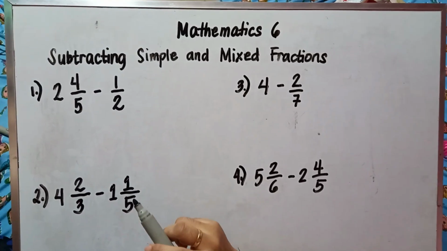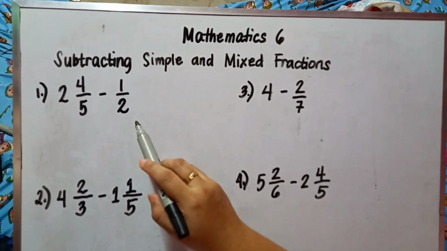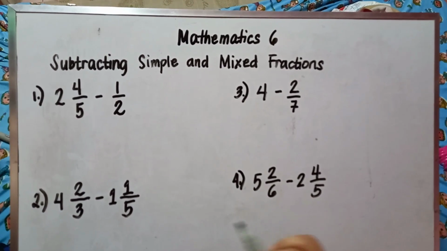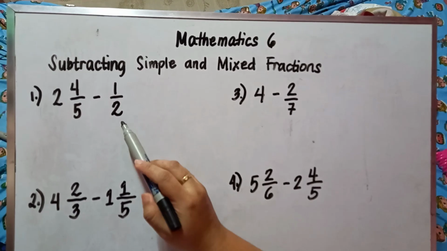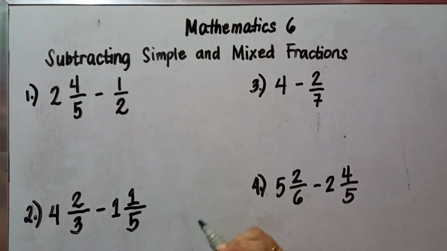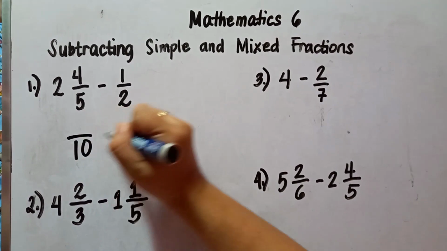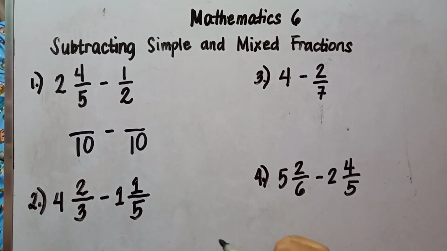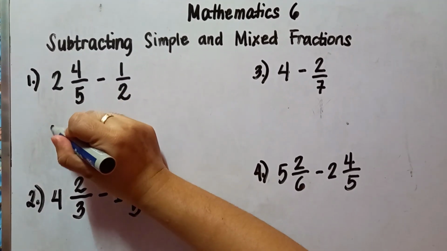Let's have number 1. We have here 2 and 4/5 minus 1/2. Again, we're going to find the LCD or the least common denominator by finding the LCM of 5 and 2. So the LCM of 5 and 2 is 10. Okay? So we're going to have 10 as our LCD. So we have here over 10 minus over 10. Now, we're going to copy the whole numbers, which is 2.